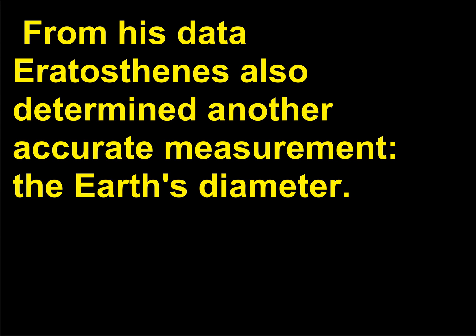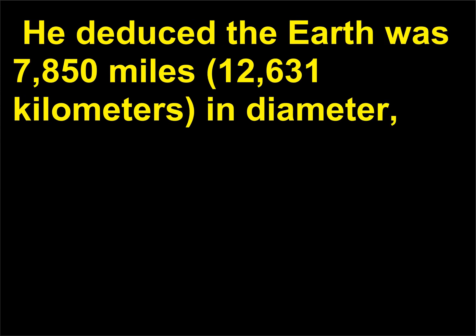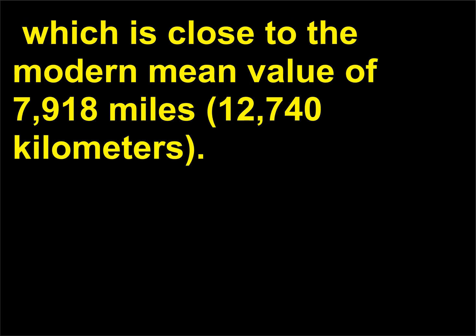From his data, Eratosthenes thence also determined another accurate measurement, the Earth's diameter. He deduced the Earth was 7,850 miles, 12,631 kilometers, in diameter, which is close to the modern mean value of 7,918 miles, 12,740 kilometers.